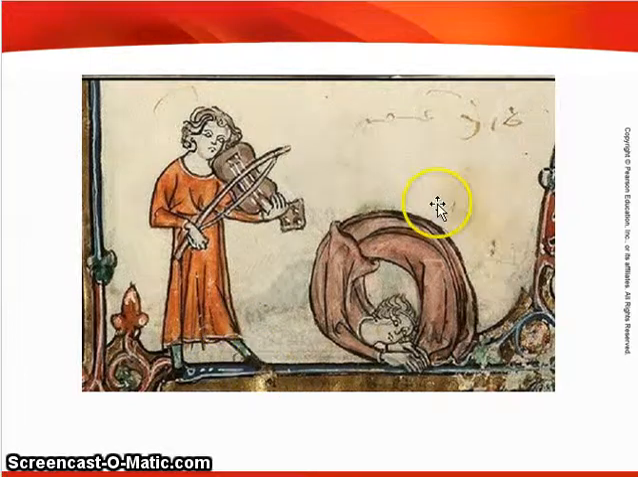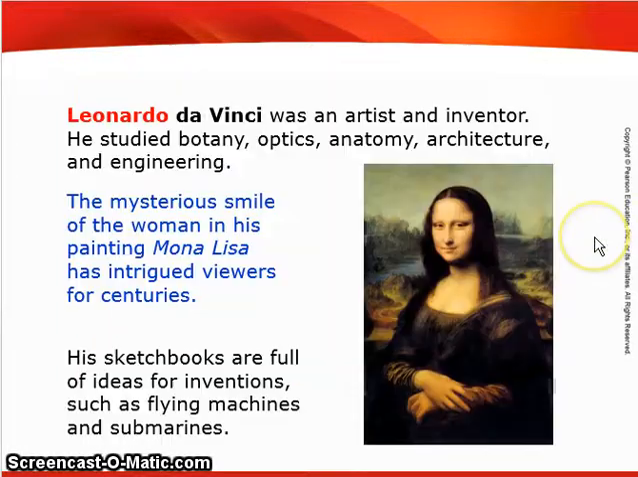Not very realistic. Whereas in the Renaissance, realism went back to classical styles. Leonardo da Vinci was an artist and inventor. He is a Renaissance man. He studied botany, so that's the study of plants, optics, so the study of the eye and visuals, anatomy, architecture, and engineering. The mysterious smile of the woman in his painting Mona Lisa has intrigued viewers for centuries.